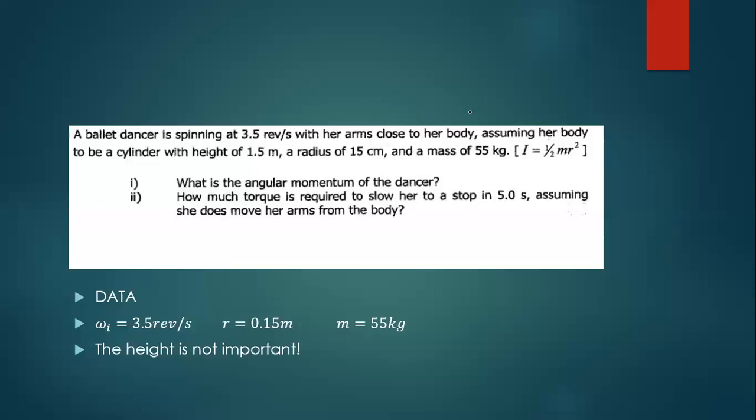Question 2: How much torque is required to slow her to a stop in 5 seconds, assuming she does move her arm from the body? Okay, so here it was supposed to say she does not. Yeah, there was a slight mistake. She does not. So here, assuming she does not. So this is the question, a ballet dancer.